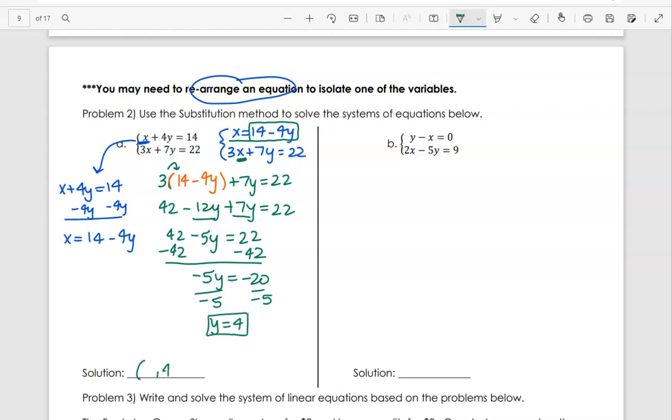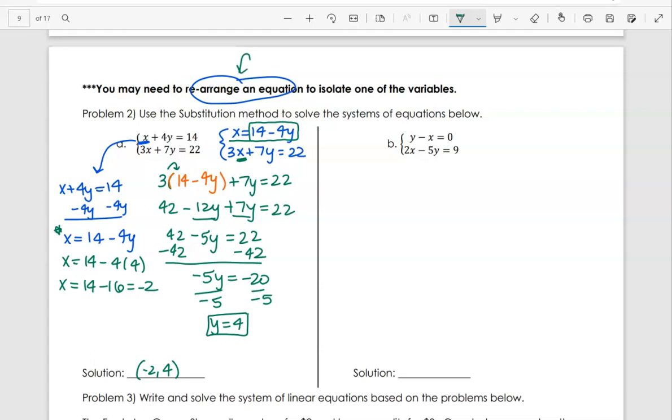Is part of my solution. All we do is come back over to the other equation where x is already alone, right? This guy right here. I'm going to have x equals 14 minus 4 times 4. Substitute what I know y is in for y. X equals 14 minus 16 equals negative 2. Okay? Just an extra step of rearranging one of those equations at the beginning.